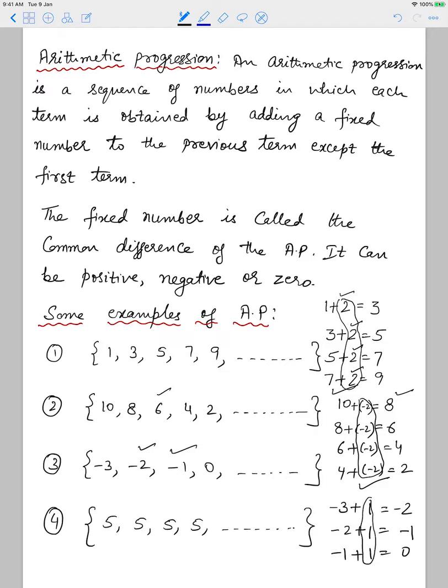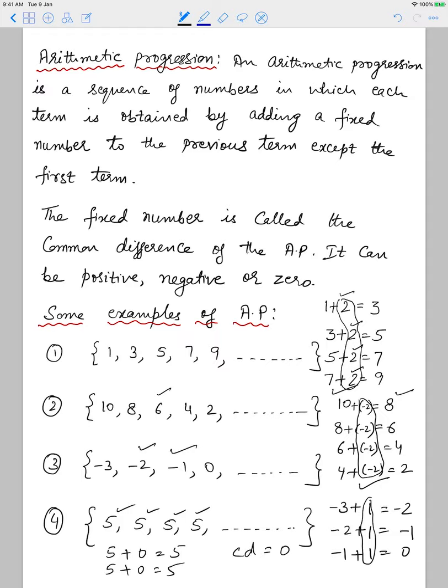In the last case, 5 plus what will give me 5? It will be 0. Again 5 plus 0 will give you 5, means the same number is repeating itself. It means the common difference in this case will be equal to 0. Or what else do we observe? One way of defining arithmetic progression is that it is obtained by adding a fixed number to the previous term.